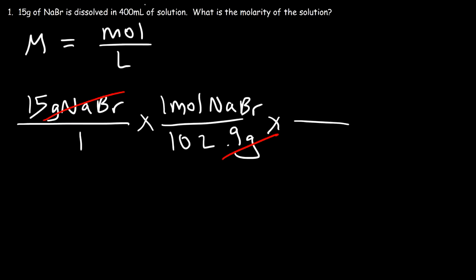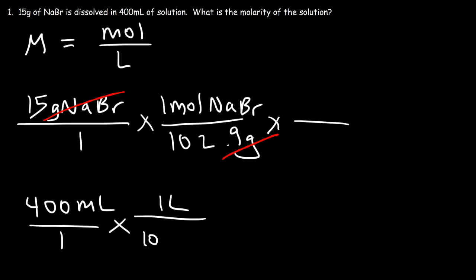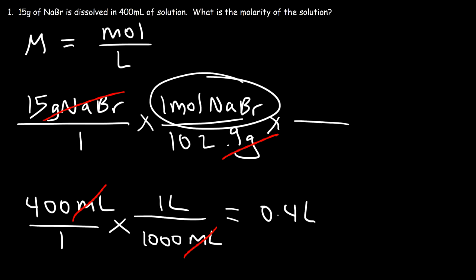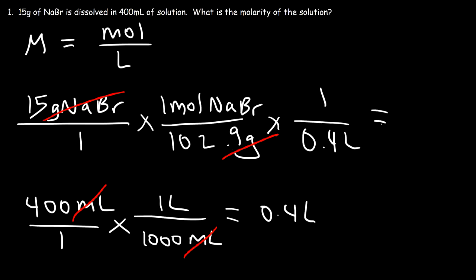Now what we need is to convert milliliters into liters. So we have 400 milliliters of solution, and 1 liter is equal to 1,000 milliliters. So we're going to divide 400 by 1,000, and that's going to give us 0.4 liters. So right now we have the moles of the solute. All we need to do is divide it by the liters of the solution. So moles over liters will give us the unit for molarity, represented by capital M.